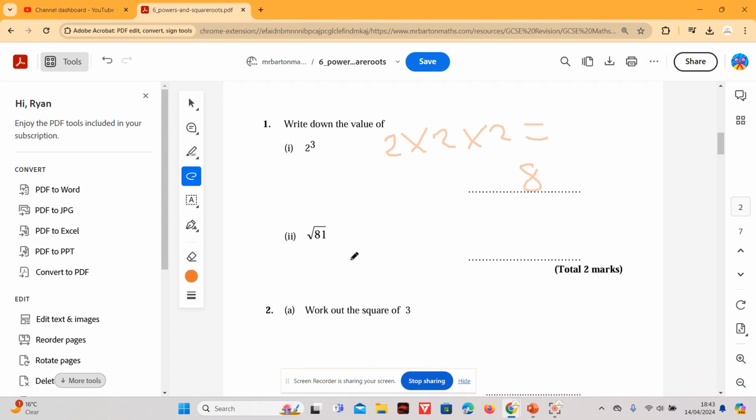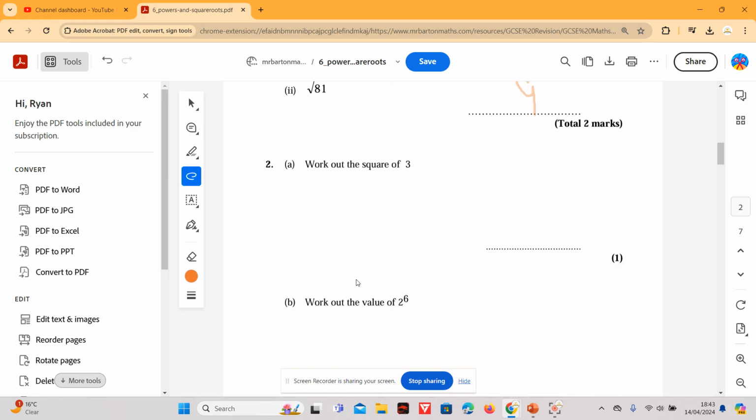Square root of 81 just means when you square the same number together, you get 81. So whatever two numbers that you times together. So let's say 4 times 4 is 16, and 16 would be the square number. This is the opposite. So we're finding out what the square root of 81 is. Square root of 81 is 9. This is something you've got to learn.